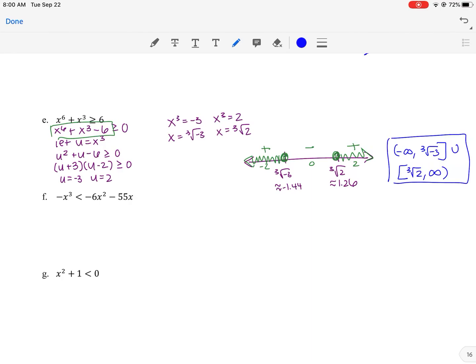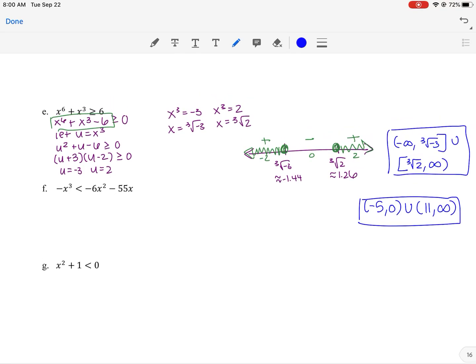Okay, F, I think you're ready for as well. I think you can do F on your own. The one trick that I'll tell you here is that you can take out an x, and then you get a quadratic. So x equals 0 works. Okay, so then here, this one, if you do it correctly, just pause the video, try it on your own for a minute. Negative 5, 0, 11 to infinity should be your answer. And then let's look at this last one together.